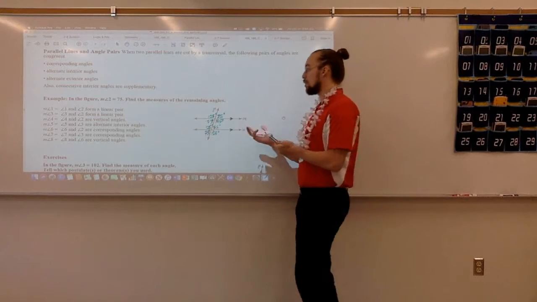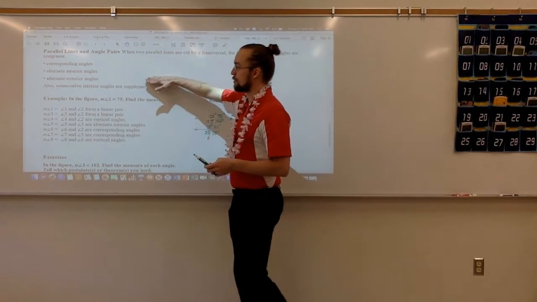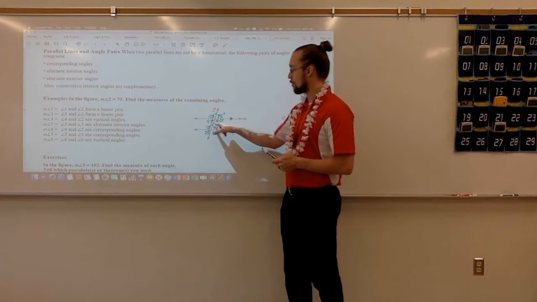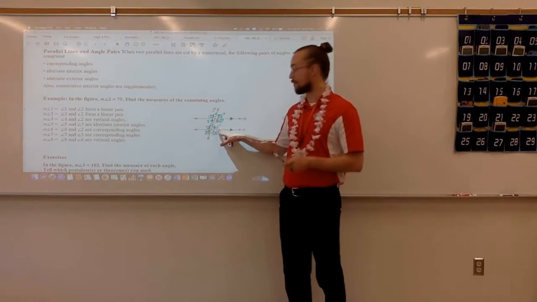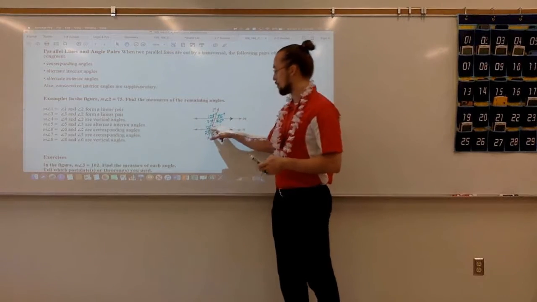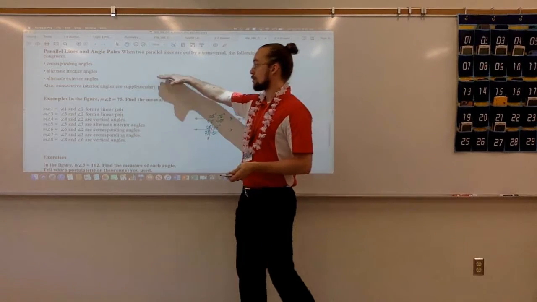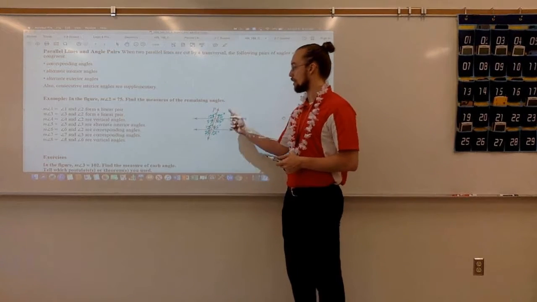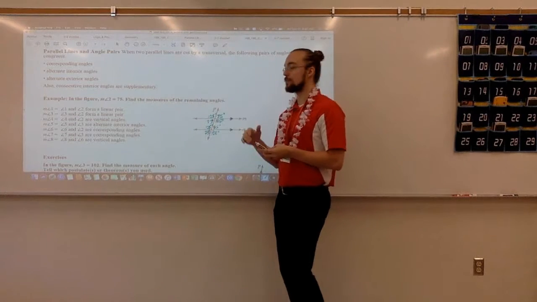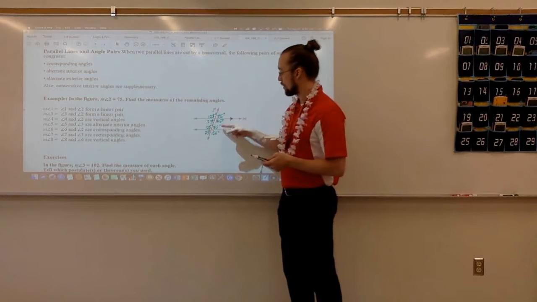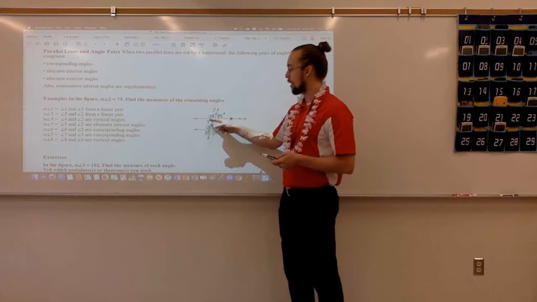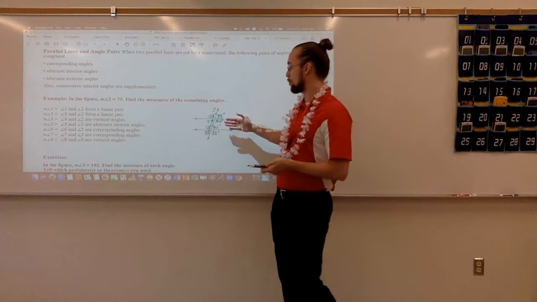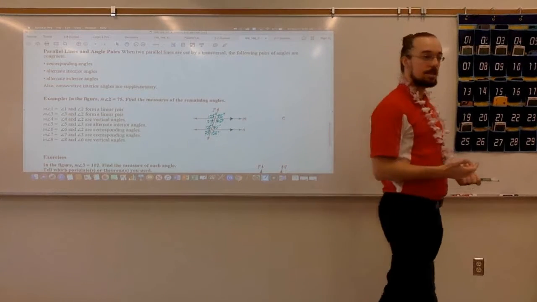Okay? So we can also look at the other relationships that we talked about here and say, well, alternate interior angles have to be the same. So that would be like 4 and 6. Those are both 75. 3 and 5. Those are both 105. Alternate exterior angles are the same. So that would be like 1 and 7, or 2 and 8. And then consecutive interior angles, like 3 and 6, or 4 and 5, those add to 180. Okay? And that's true. All of that is true when we look at these measures in this diagram.